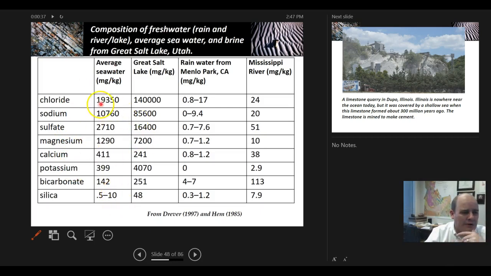So the average seawater might have 19,350 milligrams per kilogram within that water. Well, the Great Salt Lake has a lot more. Notice that it's a lot saltier than the ocean water. Whereas average rainwater might have hardly any materials in it, and the Mississippi River might have 24 milligrams per kilogram. Right, and so different waters are going to have different concentrations. So if the Great Salt Lake evaporates away, it's going to leave a lot of salts behind. If the ocean does, it's going to do the same. If my river water from maybe the Mississippi does, you're not going to leave much behind, right? Because it has a different concentration of this material within that fresh water.